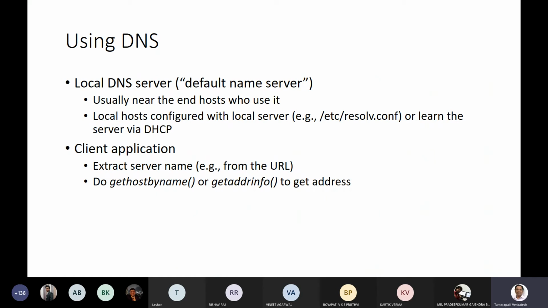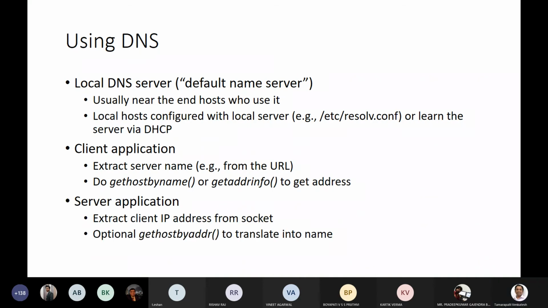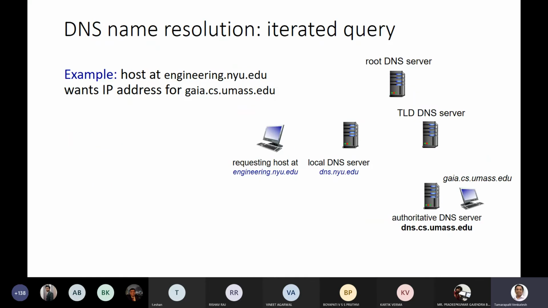You would also be using these commands later in your TCP/IP socket programming. These two methods, gethostbyname and getaddrinfo, are very important because they essentially invoke the DNS system to start functioning and give you the IP address corresponding to the host name, if you are using mnemonic names. If you are directly typing HTTP, then the IP address, this is not required. And then the server application extracts the client IP address from the socket, and optionally uses gethostbyaddr to translate it into the name.